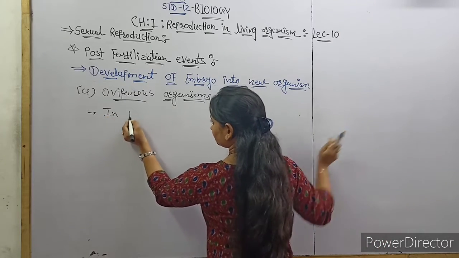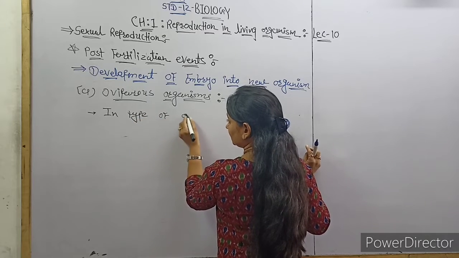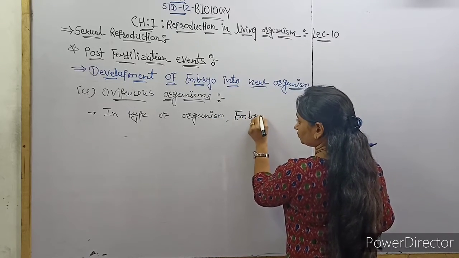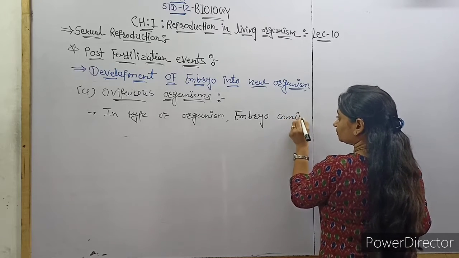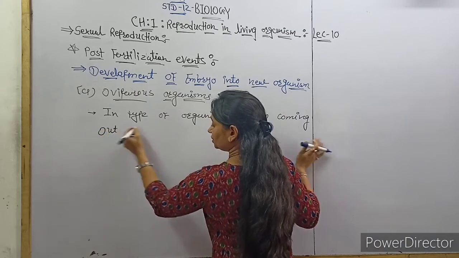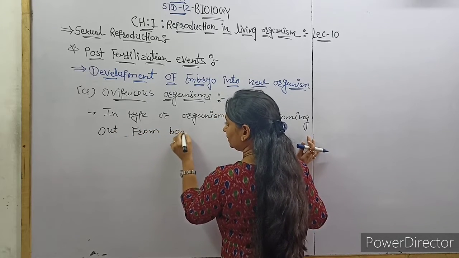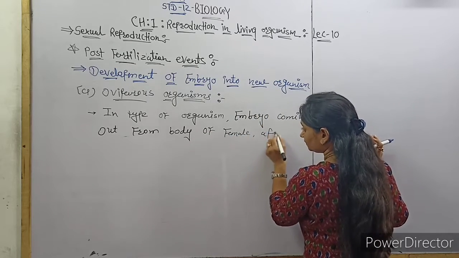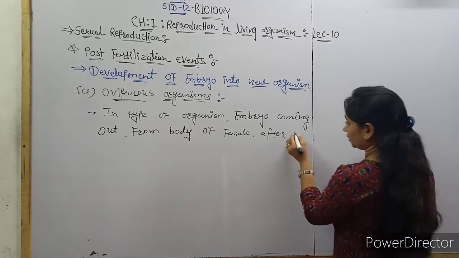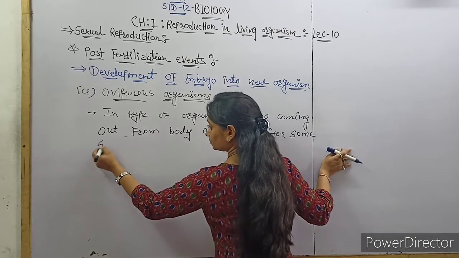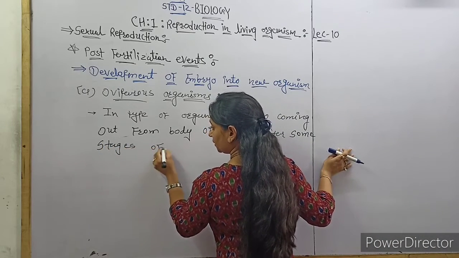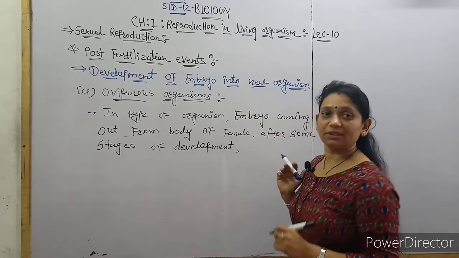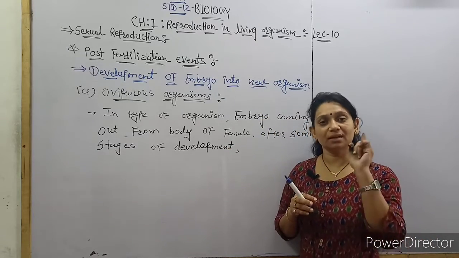In this type of organism, the embryo comes out from the body of the female after some stages of development, and then further development occurs outside the body in the external environment.